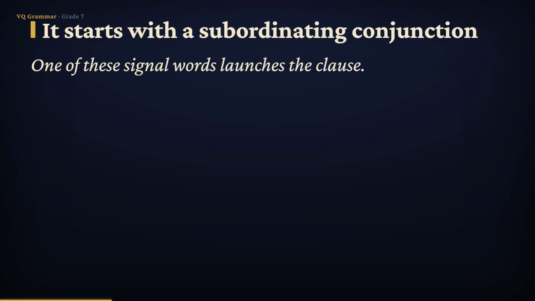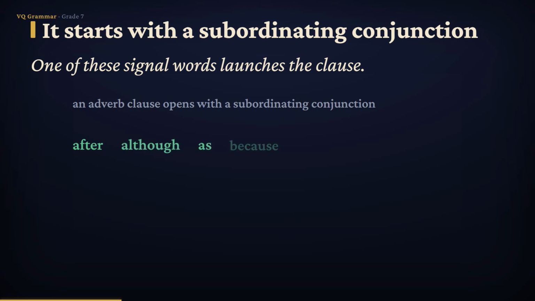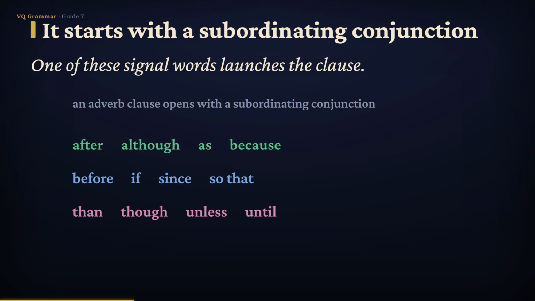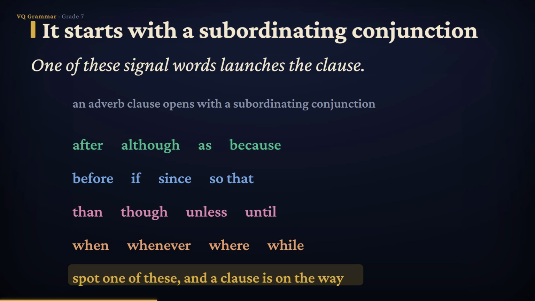Every adverb clause begins with a special signal word called a subordinating conjunction. Here are the ones you'll meet most often: after, although, as, because, before, if, since, so that, than, though, unless, until, when, whenever, where, and while. That's a long list, but you don't have to memorize it cold. Just get familiar with the feel of these words. When you spot one of them starting a group of words, an adverb clause is very likely on the way.